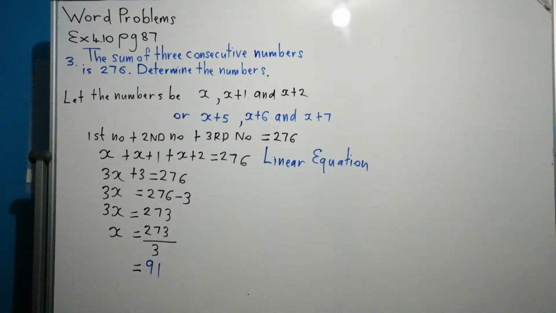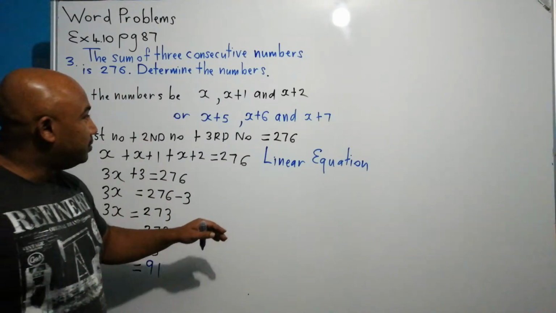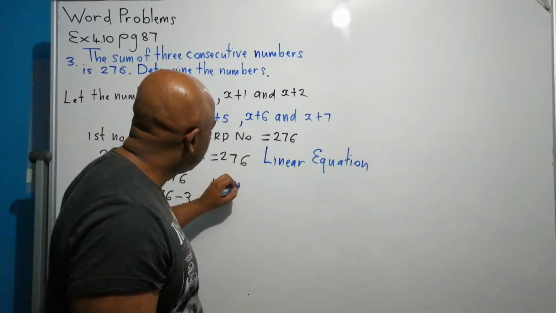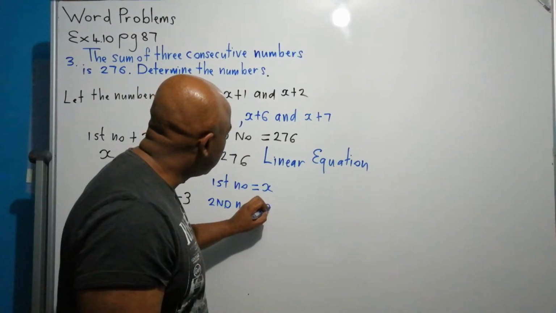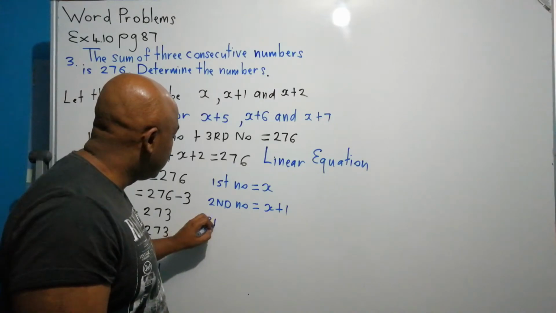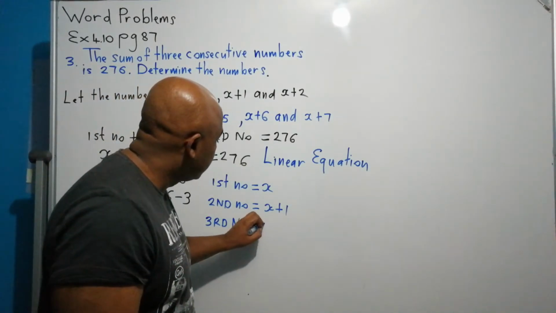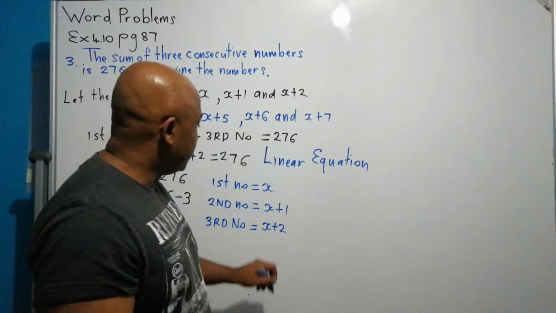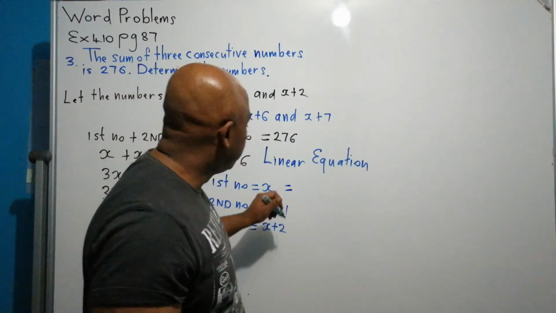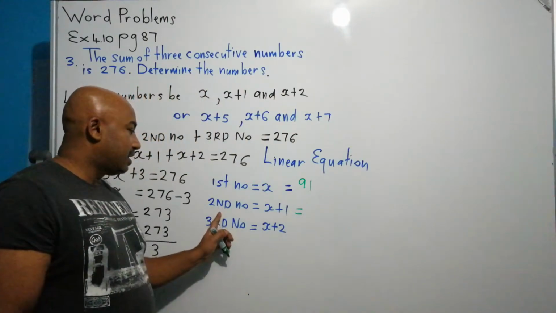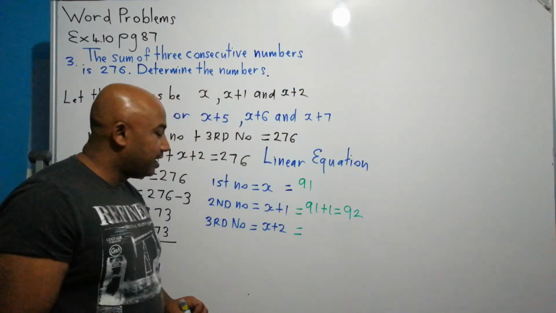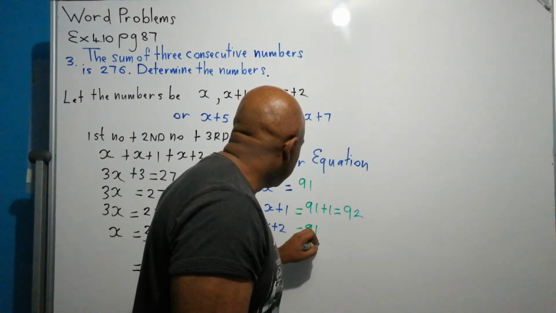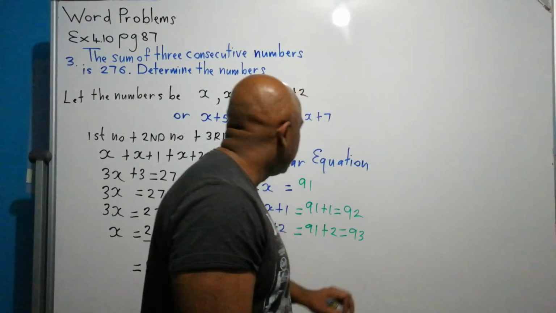Okay, so now x is equal to 91, but you need to answer the question, determine the numbers. So how did we label the numbers? Remember, the first number we identified as x, the next consecutive number was x plus 1, and the last consecutive number is x plus 2. What was x equal to? x was equal to 91. So the second number is x plus 1, that will be 91 plus 1, which is 92. And the third consecutive number is 91 plus 2, which is equal to 93.